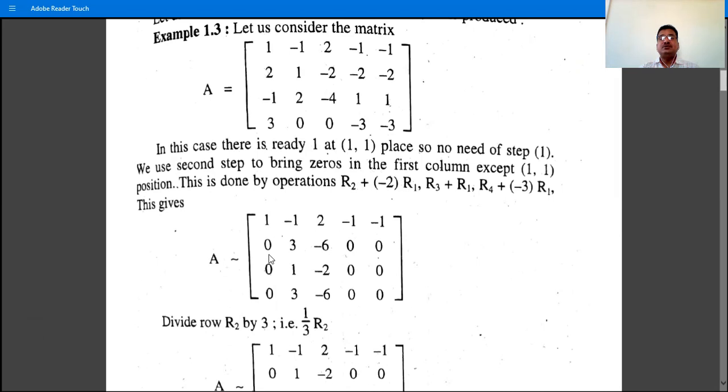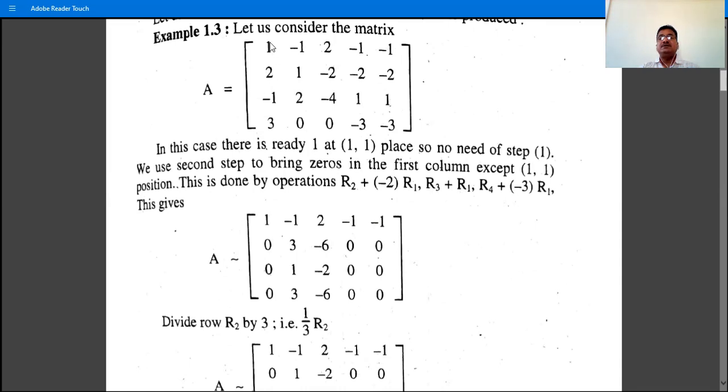So -2 plus 2 is 0. Then -2 into -1 is +2, plus 1 is 3. Then -2 into 2 is -4, and -2 becomes -6. Then -2 into -1 becomes plus 2, and minus 2 becomes 0.